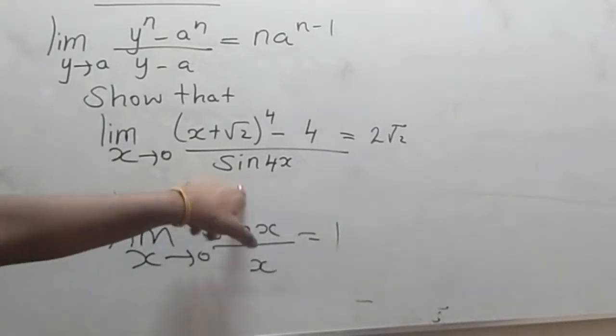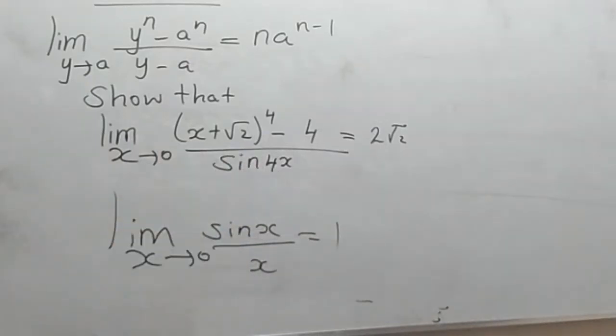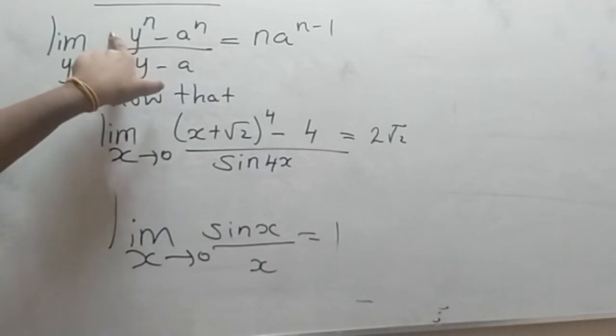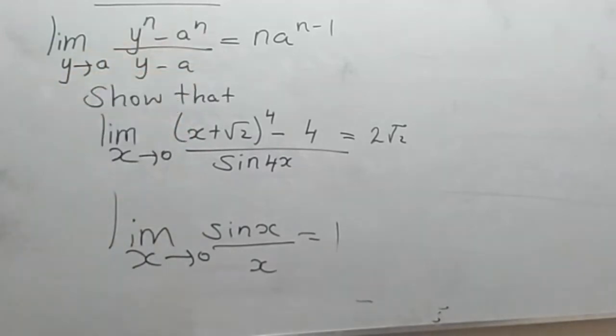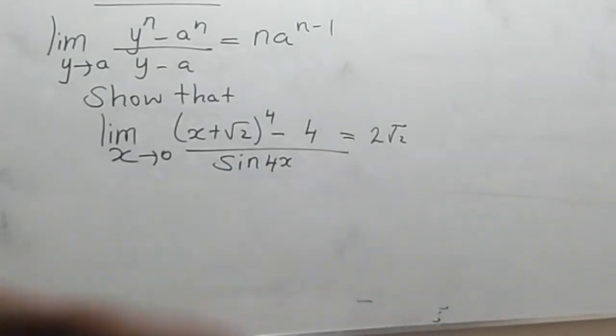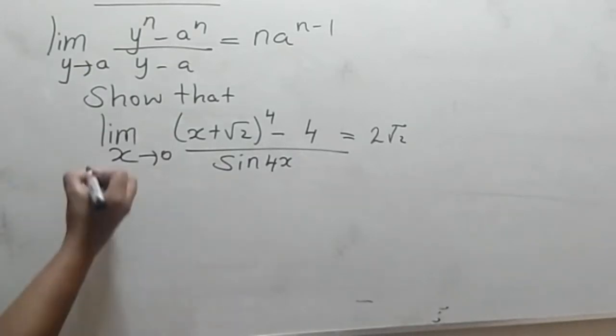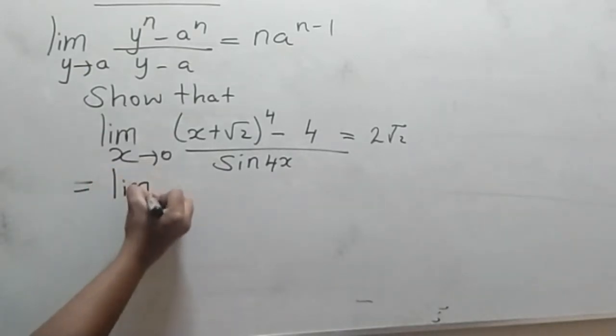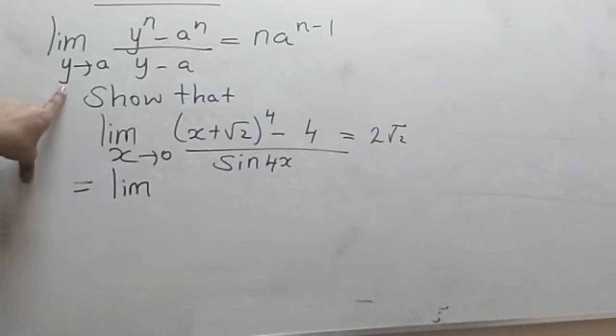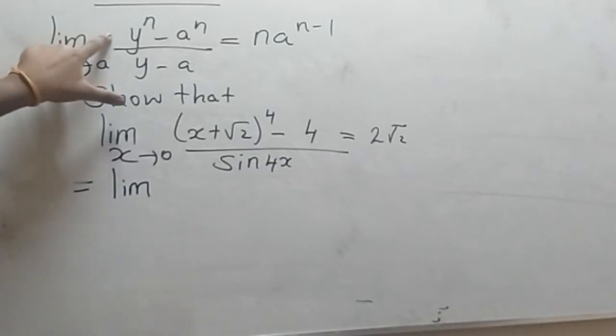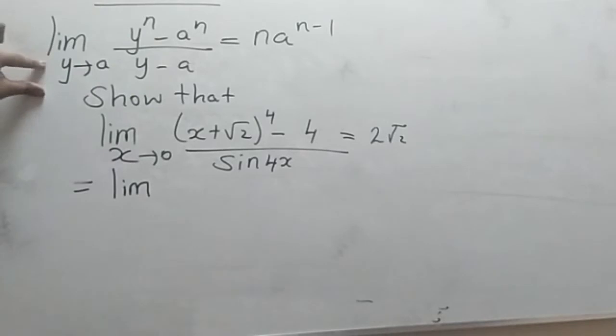Then sine 4x, you can set using this format. Then this one, you have to set it like this. That means there is x plus root 2 to the power 4. Then down we need something like this. If there is y to the power n minus a to the power n, we need y minus a. Okay? So how do you do this question is like this. First of all, you can write this like this. See here, limit of, here see, y tends to a. Careful, y tends to a. y to the power n, that means this y is here.